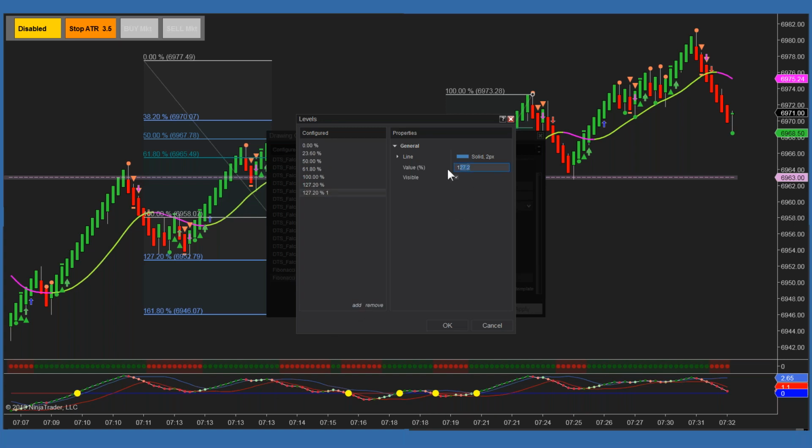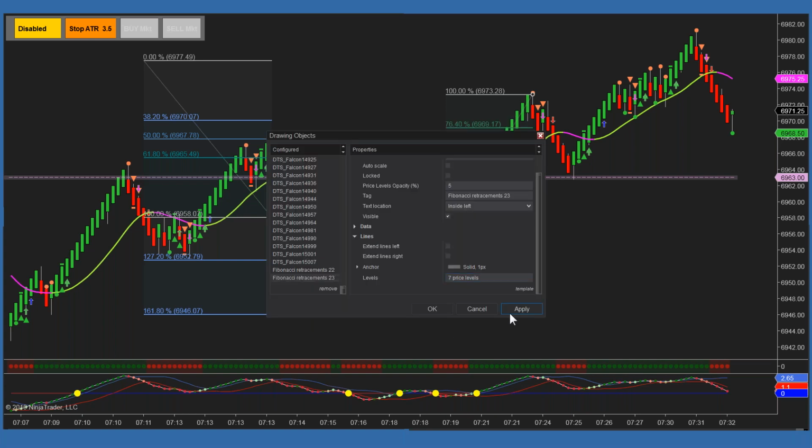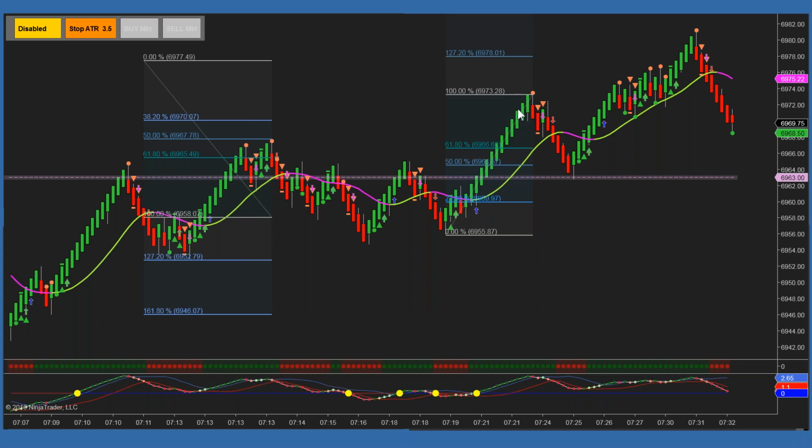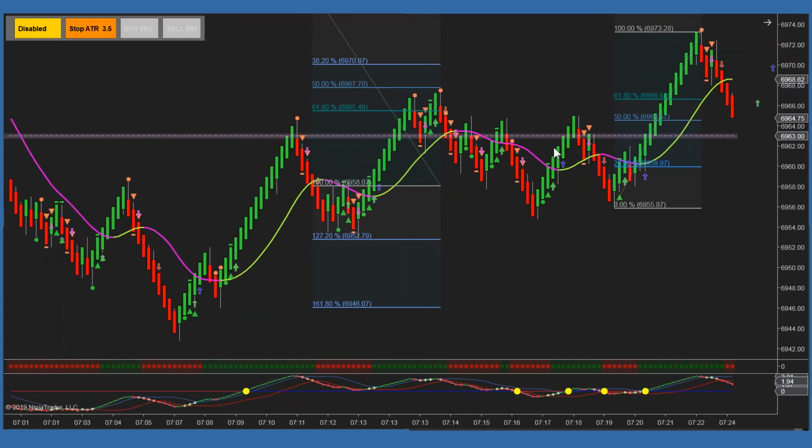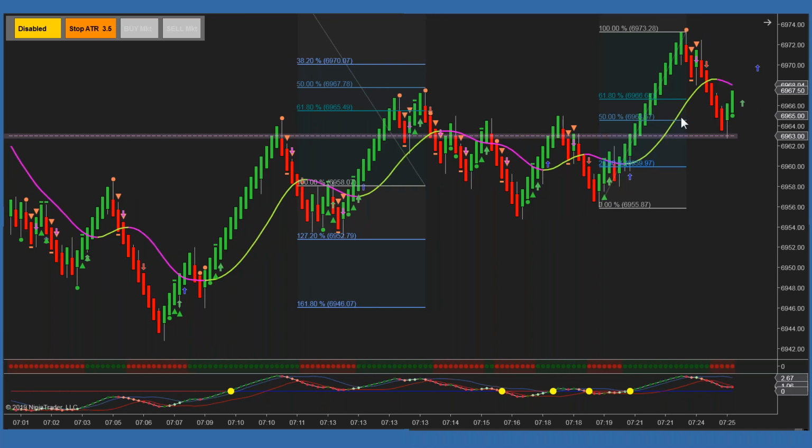I'm a little bit slow. There we go. All right, so here we have a market making a swing. It came down at least to the 50% level. Oops, looks like I deleted the wrong one.